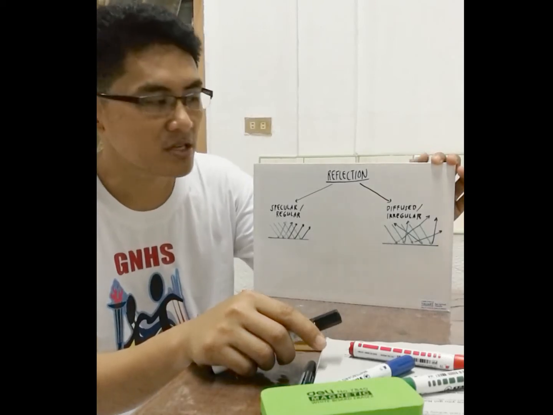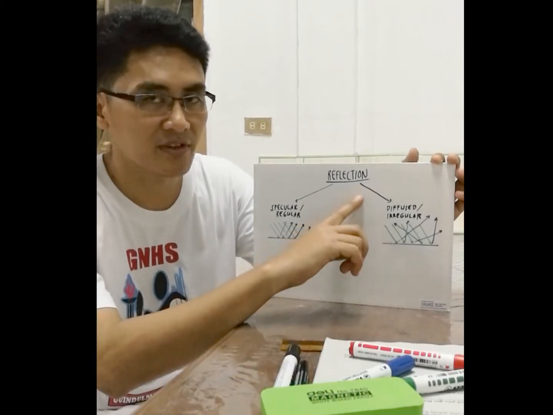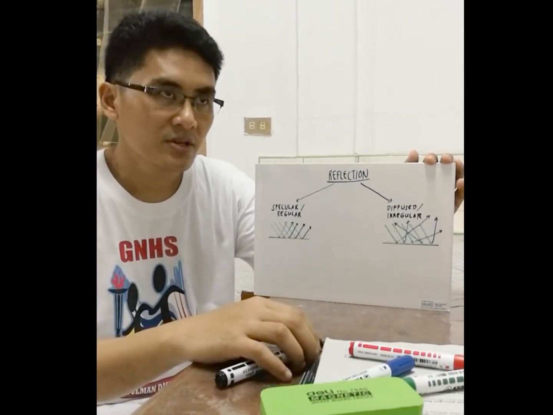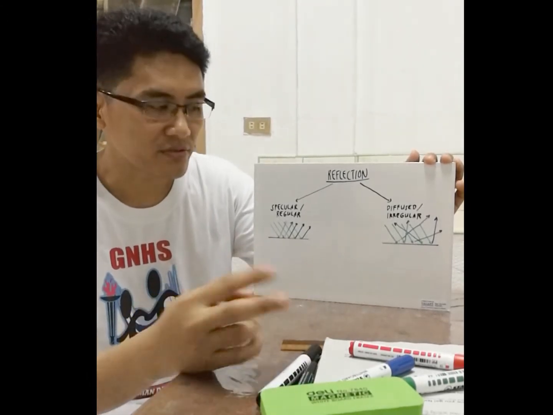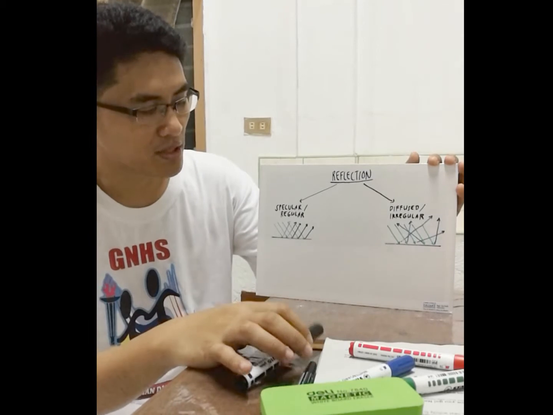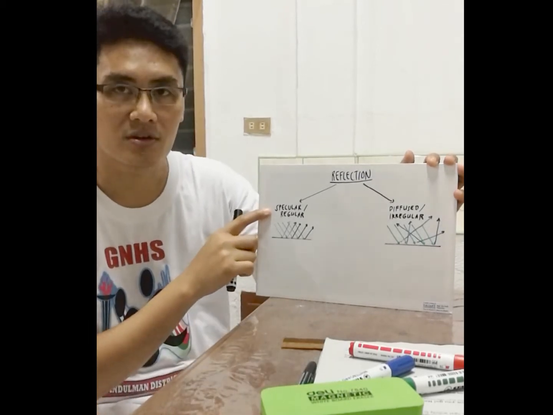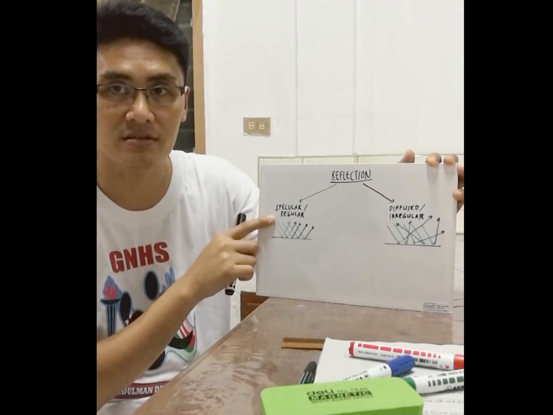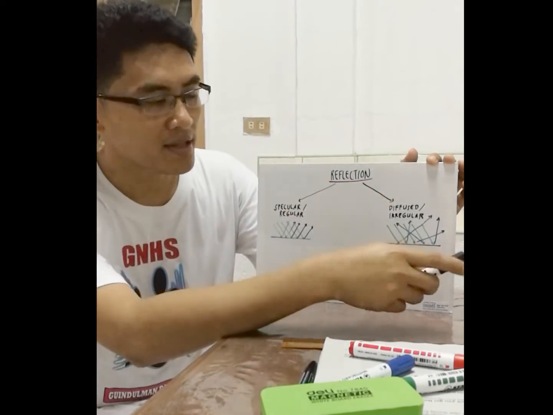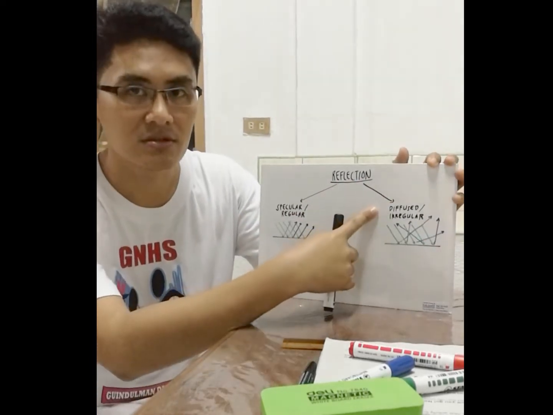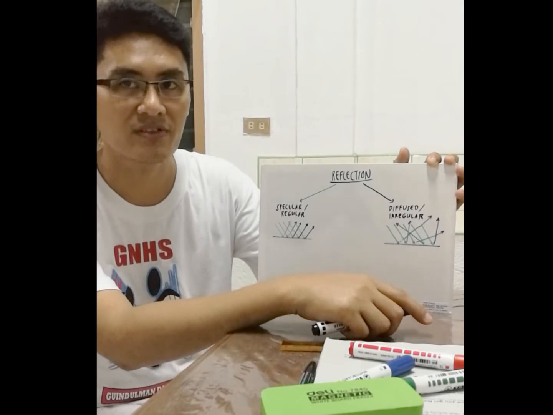So now we continue our topic about reflection. When you have reflection, there are actually two kinds of reflection. One is what we call specular, or another term for it is regular reflection. And the second one is diffused or irregular reflection.